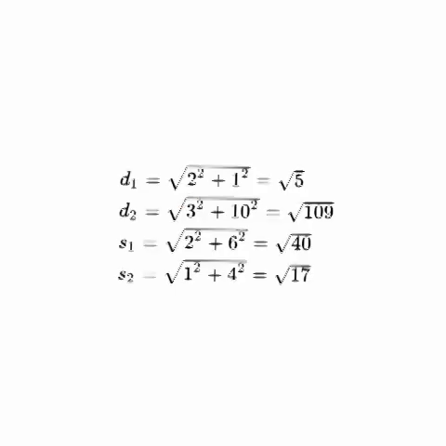And that overlap forms a shape, a parallelogram right in the center. Let's do some math. The first diagonal of the parallelogram is square root of 2 squared plus 1 squared equals square root of 5. The second diagonal is square root of 3 squared plus 10 squared equals square root of 109. The sides of the parallelogram are square root of 2 squared plus 6 squared equals square root of 40 and square root of 1 squared plus 4 squared equals square root of 17.